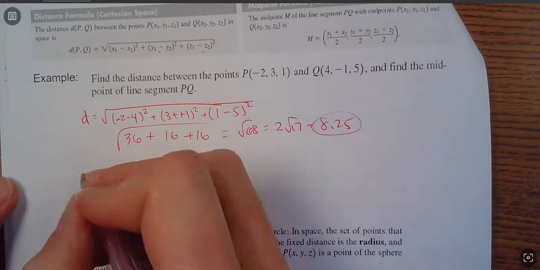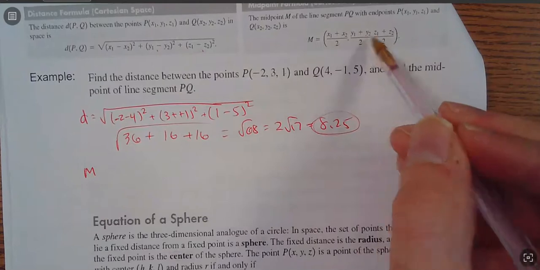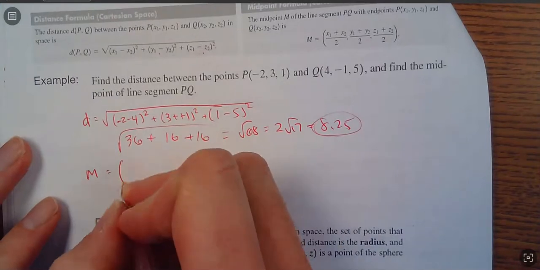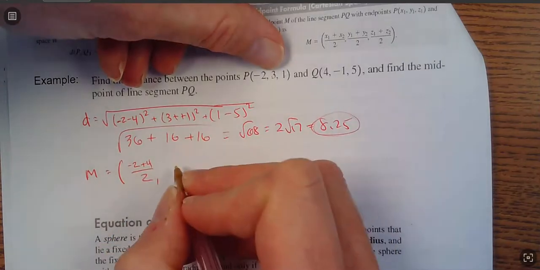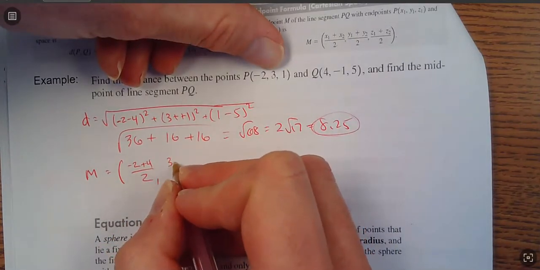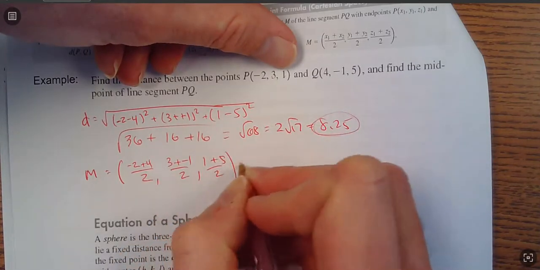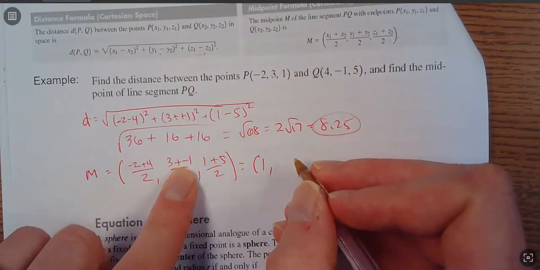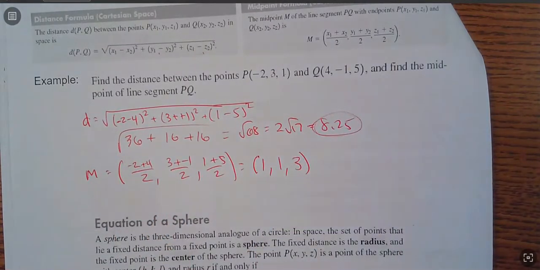Now the midpoint, what point is halfway between these two? It's the same as the midpoint when you're in 2 dimensions. So you take the average of the x's, the average of the y's, and the average of the z's, and those are the x, y, and z coordinates of the midpoint. So the average of the x's would be -2 plus 4 divided by 2. Average of the y's would be 3 plus -1 divided by 2. And then 1 plus 5 divided by 2. So this first one, 2 over 2, which is 1, and that'd be 6 over 2, which is 3. So the midpoint would be 1, 1, 3.